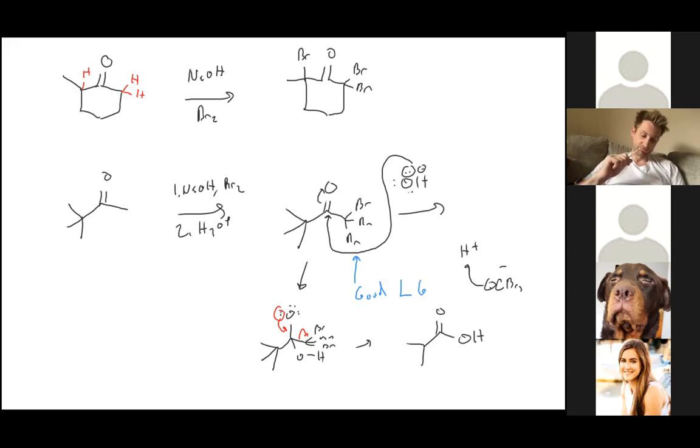So if you have a terminal ketone here and you throw in this set of reagents, so NaOH and Br2, this is going to let you actually break off that methyl carbon and form a carboxylic acid. Kind of an odd reaction, but it does occur, so we should probably go over it.